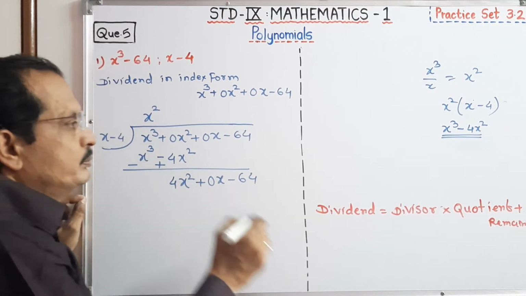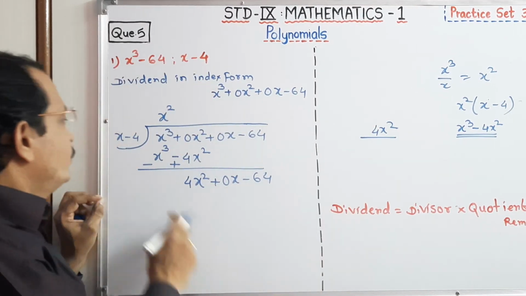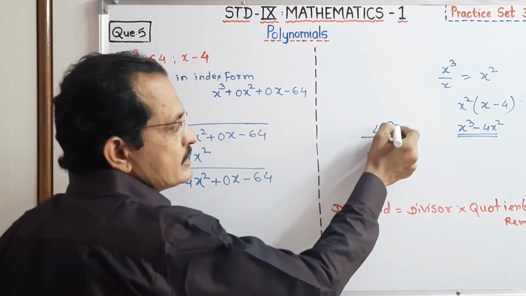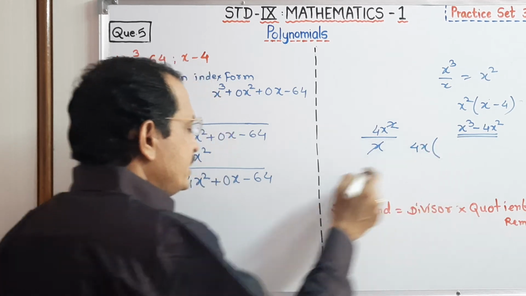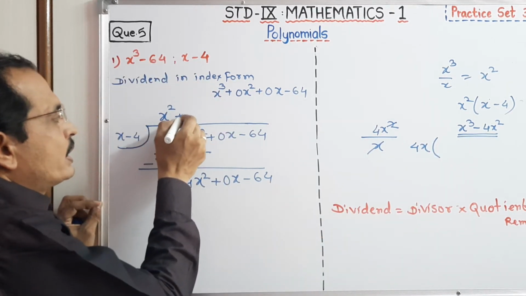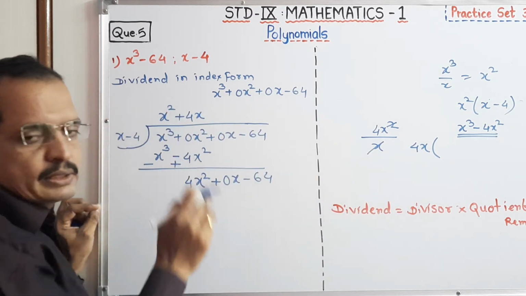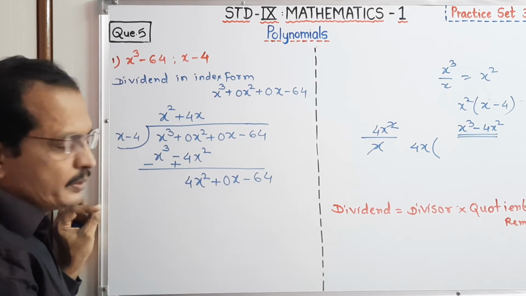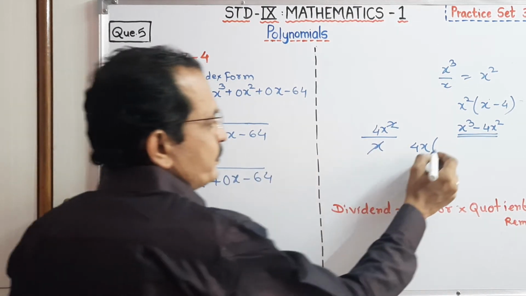Take this first term. Now 4x square divided by this x. Now this x gets cancelled, it is 4x. Now we have to write here 4x. Sign plus is there, therefore this is plus sign. Now multiply this 4x with this x minus 4.